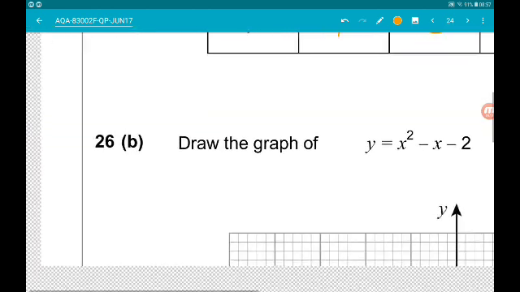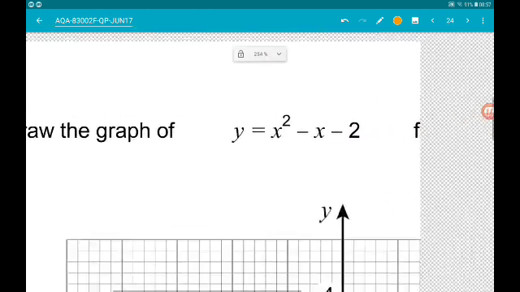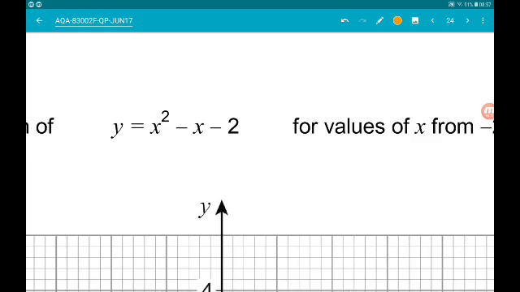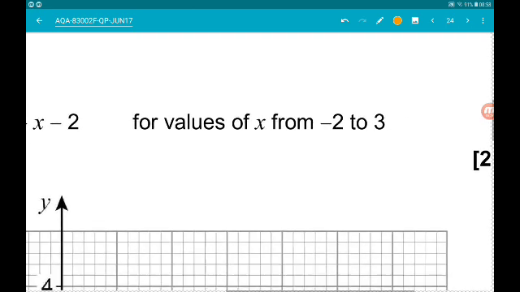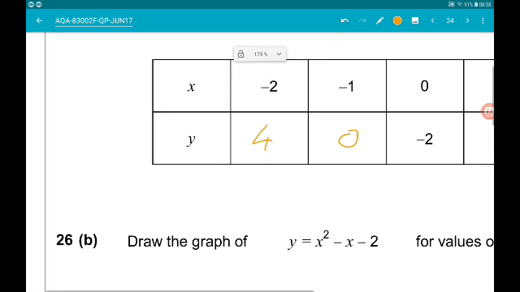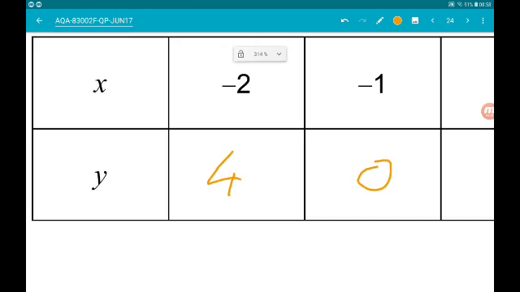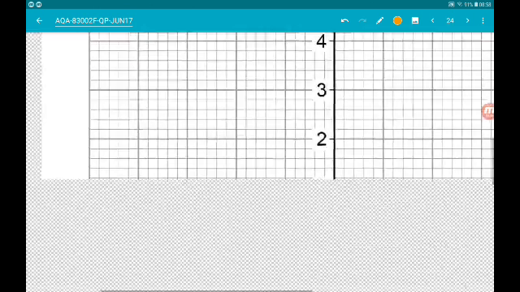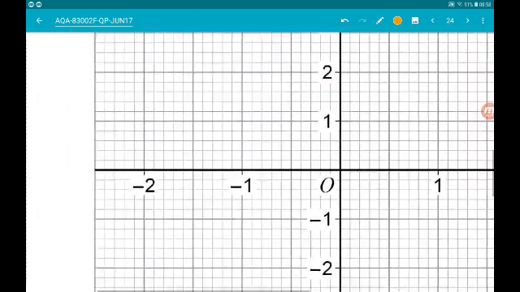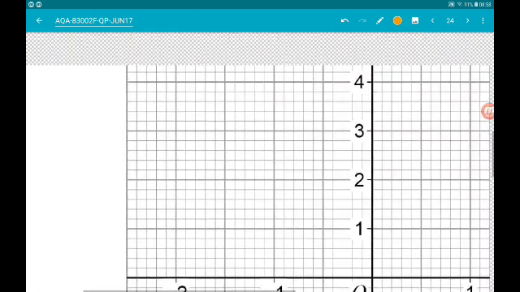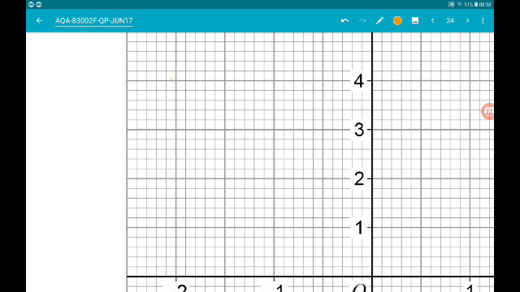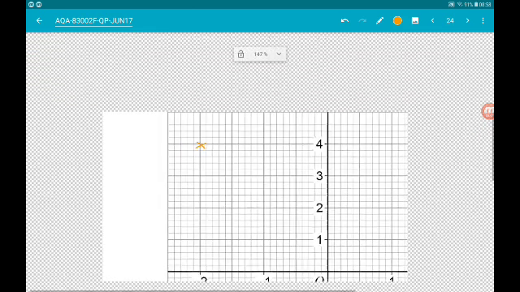Okay, and for part B, we want to draw the graph of y equals x squared minus x minus 2 for values of x from minus 2 to 3. Okay, so we need to plot these points. So the first one is -2, 4. So that's -2 along and then 4 up. So that is there.